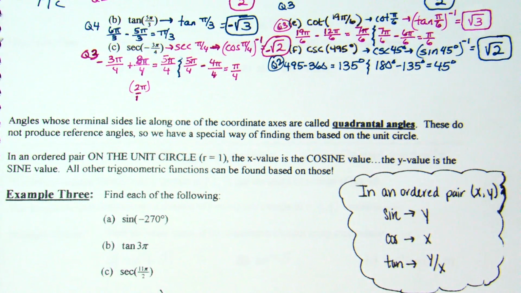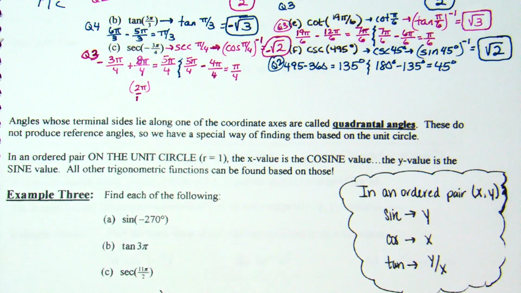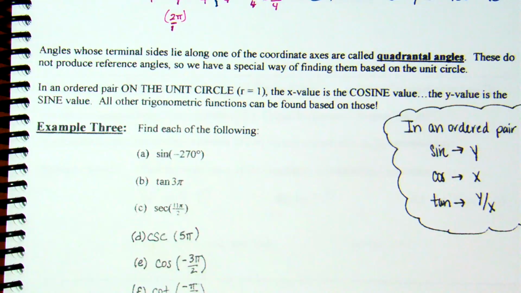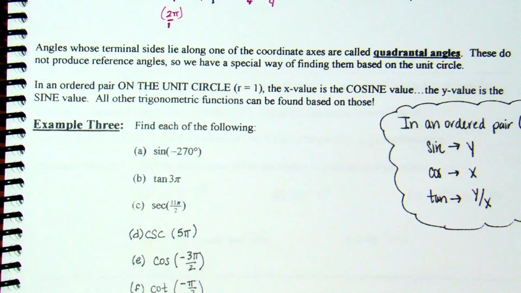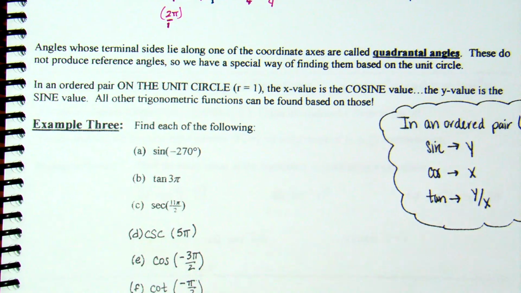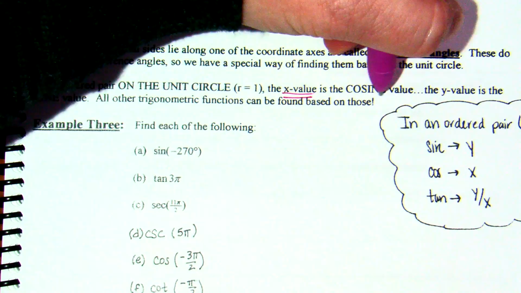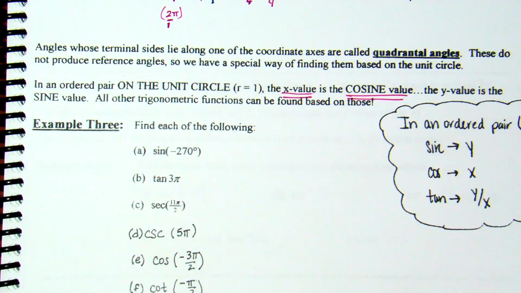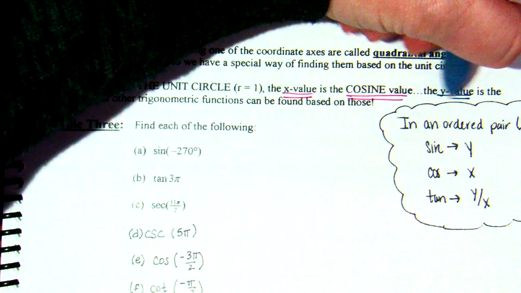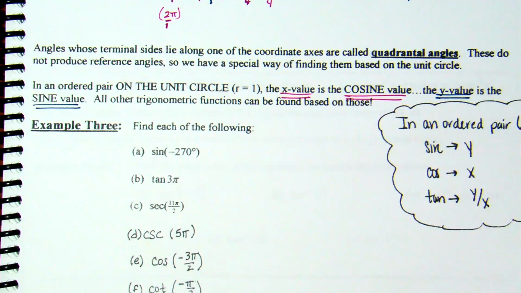Angles whose terminal sides lie along one of the quadrant axes are called quadrantal angles. So when it lies on an x or y axis, it's a quadrantal angle. These do not produce a reference angle, so we have to have a special way of finding them based on the unit circle. Now, in an ordered pair on the unit circle, where the radius is 1, notice what it says here. The x value is the cosine value. The y value is the sine value. And all other trigonometric functions can be found based on those.